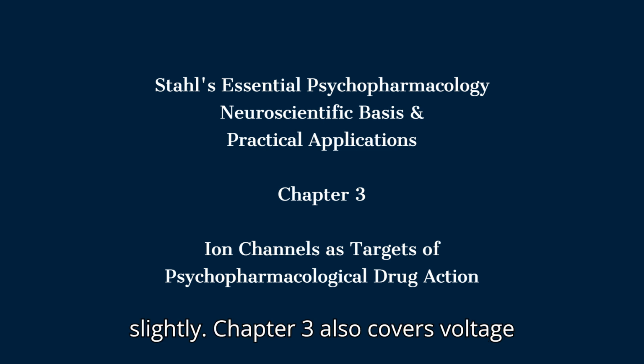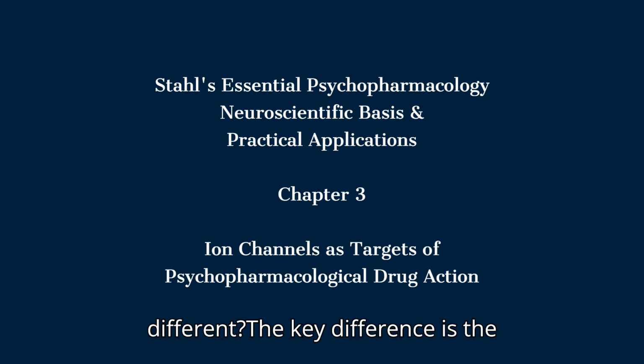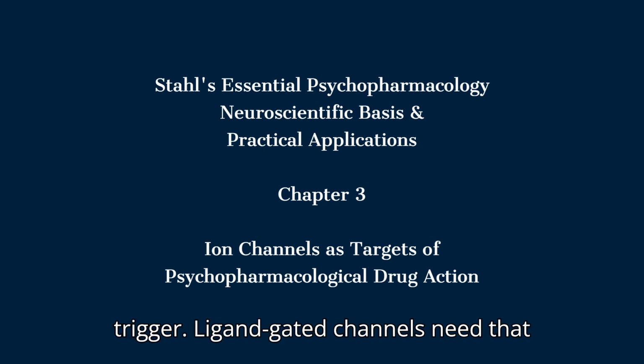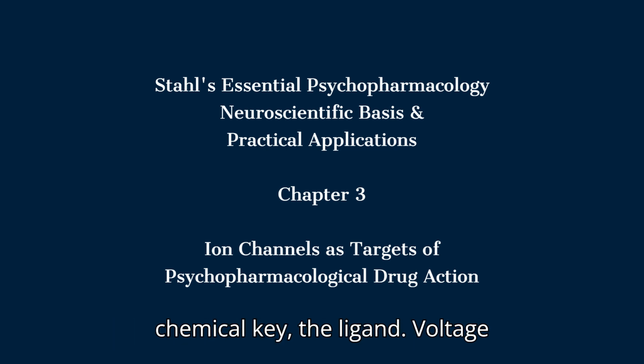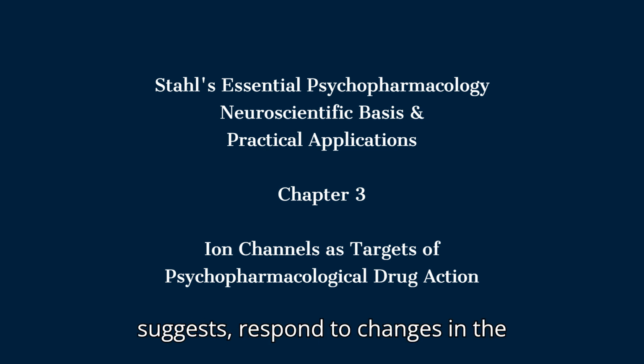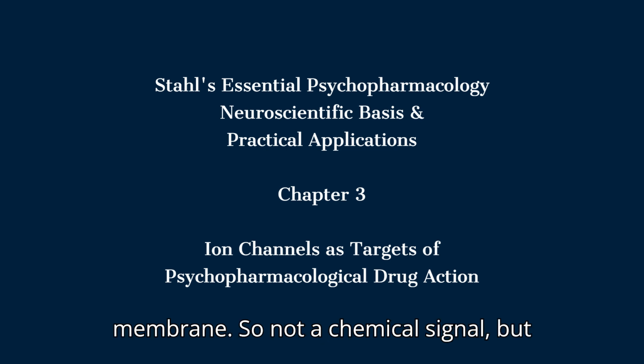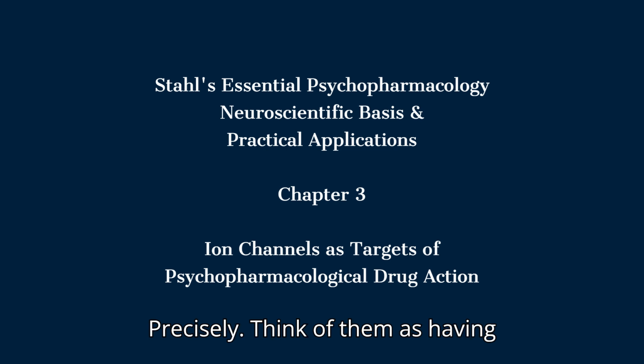Okay, shifting gears slightly. Chapter 3 also covers voltage-sensitive ion channels. How are they different? The key difference is the trigger. Ligand-gated channels need that chemical key, the ligand. Voltage-sensitive ion channels, as the name suggests, respond to changes in the electrical voltage across the cell membrane. So not a chemical signal, but an electrical one opens the gate. Precisely.